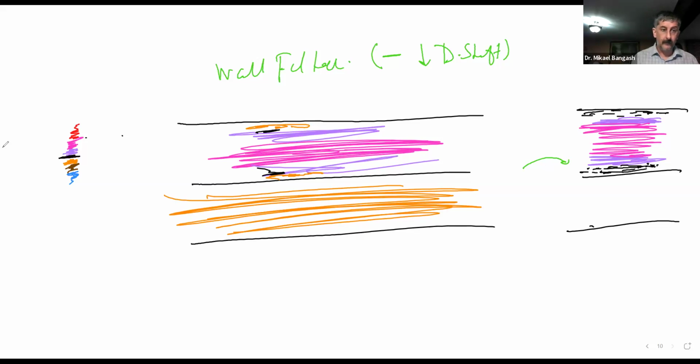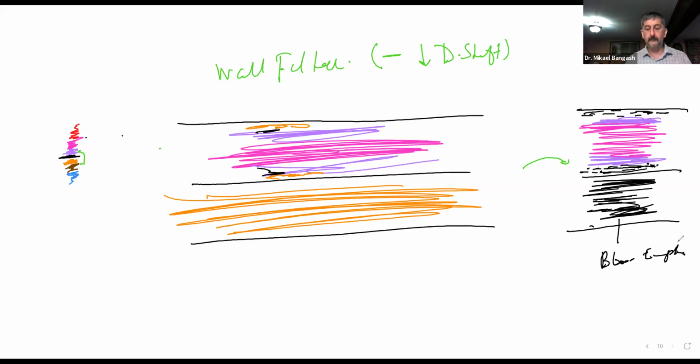Whereas in this bottom vessel here, the velocity was so low that it got completely filtered out. So this blood vessel here may end up empty, because it got filtered out. What got filtered out? That low velocity.